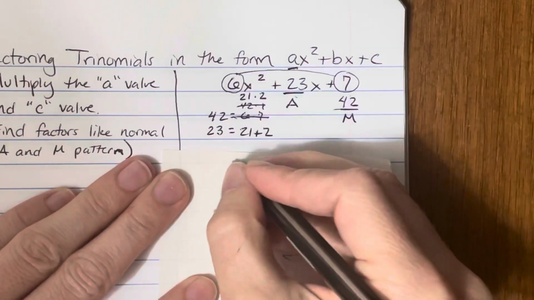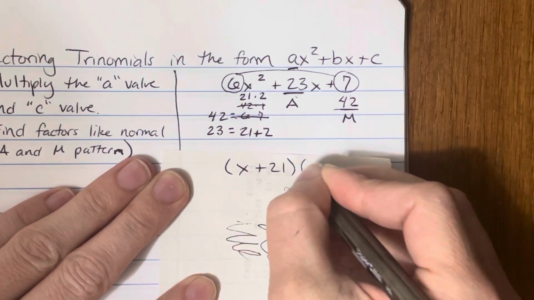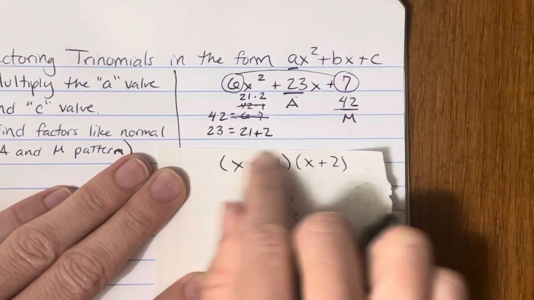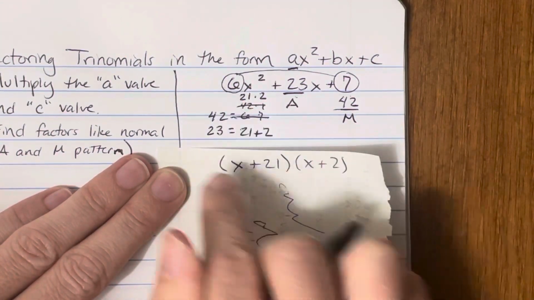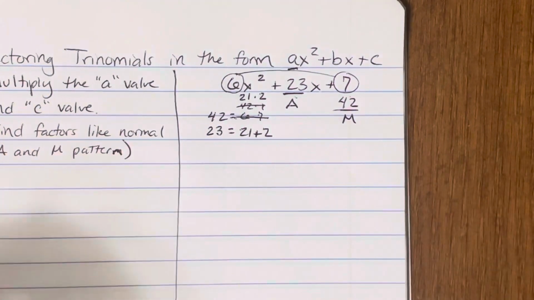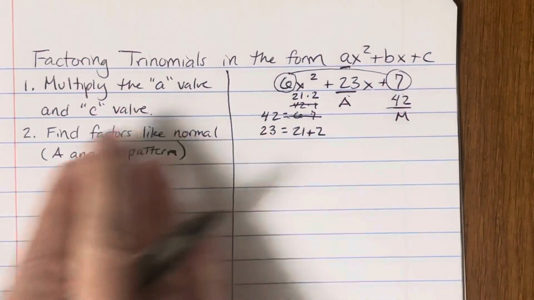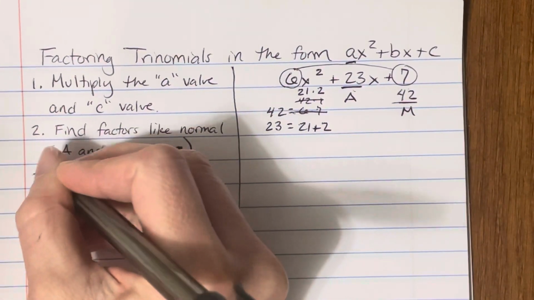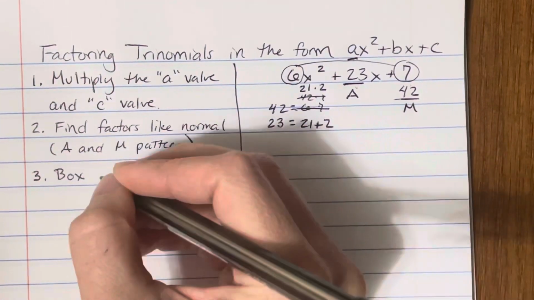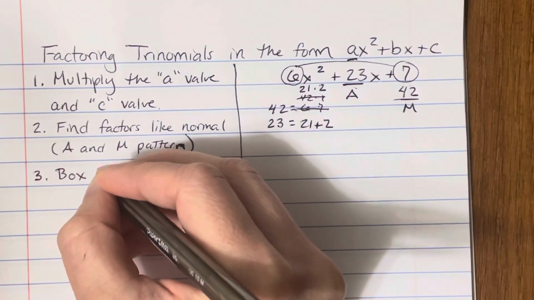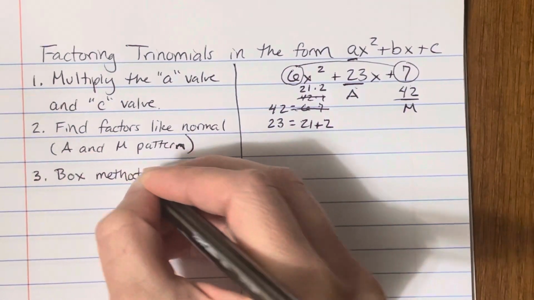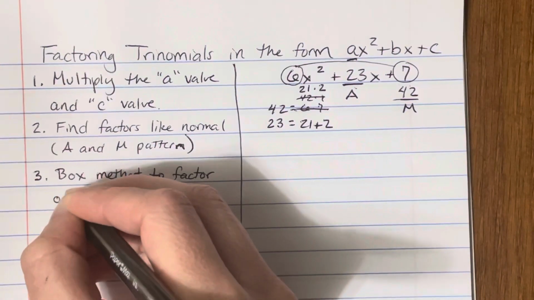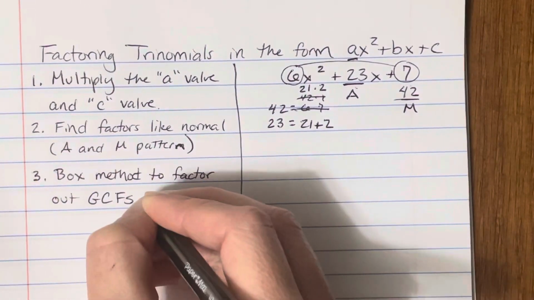But what we would normally do then is just put x plus 21 and x plus 2, right? But that for sure is not going to give me 6x squared. x times x is still x squared, not 6x squared. So I'm not going to do that yet. The next step that's special and different about this particular pattern is I'm going to have to use what we call the box method. So step 3, the last step, is to use the box method to factor out greatest common factors. And we're going to see what that looks like.